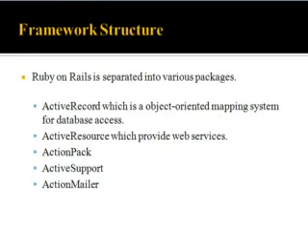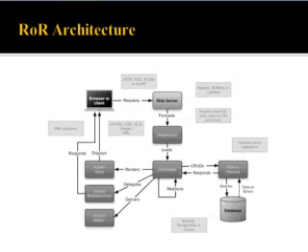Then, talking about the framework's structure of Ruby on Rails, it is separated into various packages, which are Active Record, Active Resource, Action Pack, Active Support, and Action Mailer. Prior to version 2.0, Rails included the Action Web package, which is now replaced by Active Resource. Apart from standard packages, developers can make plugins to extend existing packages. This diagram shows the architecture of Ruby on Rails.